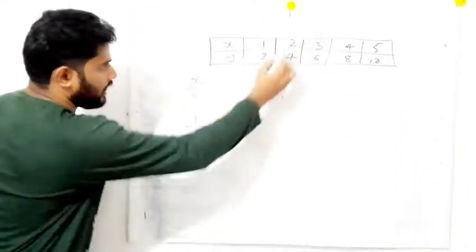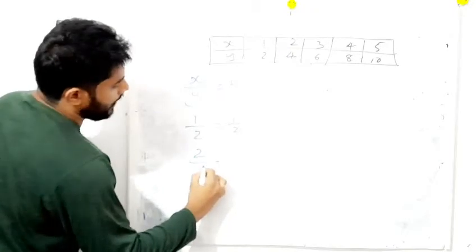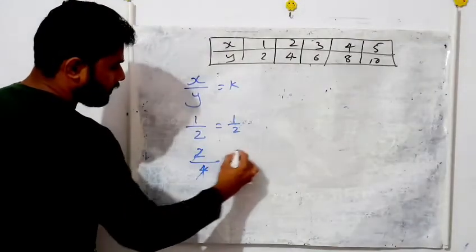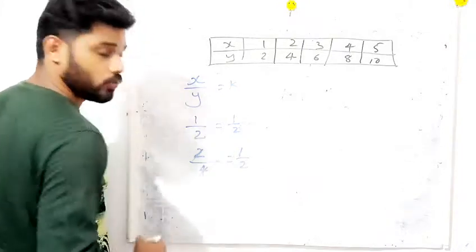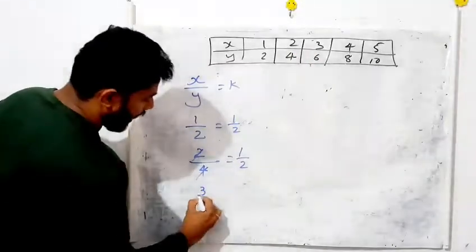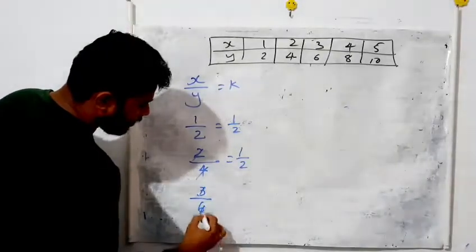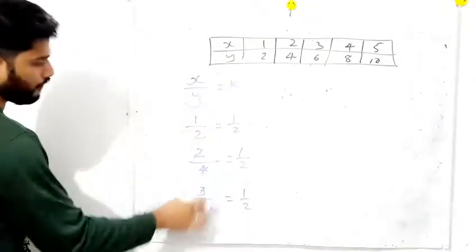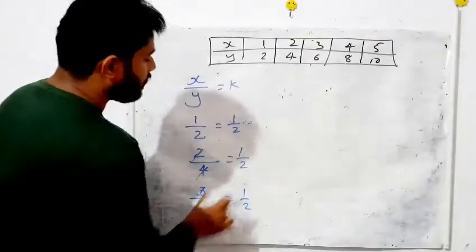In the place of x we are writing 2 and y is 4. If we cut these with 2, then it will become 1 by 2. Understood? And the next one is 3 by 6. If we cut with 3, then we will get 1 by 2. That means the simplest form. If we find out the simplest form, we will get 1 by 2.